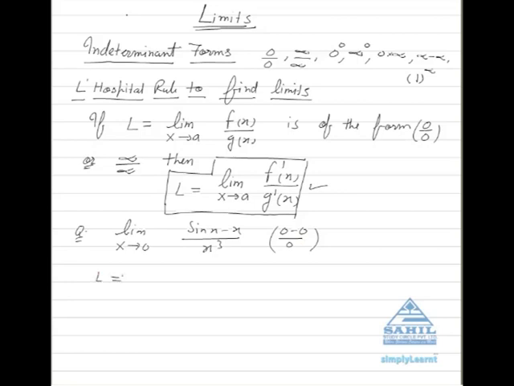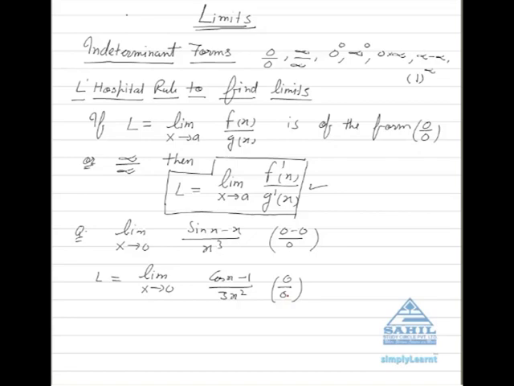So this L will be equal to limit x tending towards 0. We have to differentiate the numerator separately and the denominator separately. Again, remember my dear, you should not apply the quotient rule to differentiate this one. Now the differentiation gives cos x minus 1 upon 3x square. Now if I apply the limit, that will become 1 minus 1 upon 0, which again comes out to be 0 by 0.